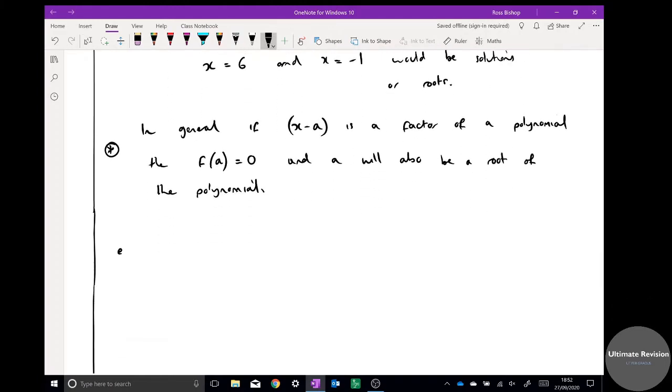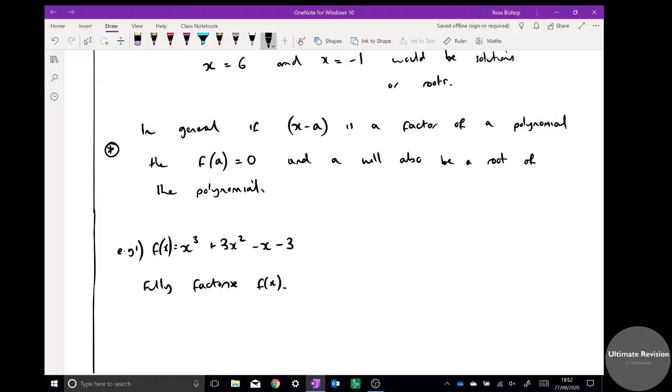Okay, so example 1. f of x equals x cubed plus 3x squared minus x minus 3. Now fully factorize f of x. So if f of x equals that, I want to fully factorize that. I want to put it into brackets.